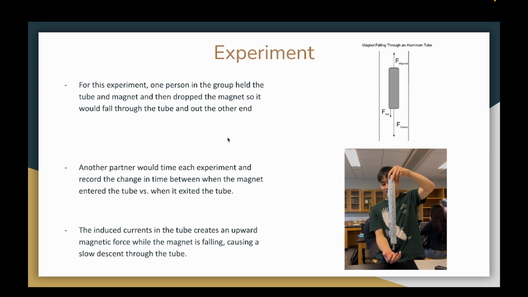And another partner, which was me, would time the experiment and record the changes in time from when the magnet entered the tube versus when it exited the tube. And the induced currents in the tube create an upward magnetic force while the magnet is falling, causing a slow descent through the tube.